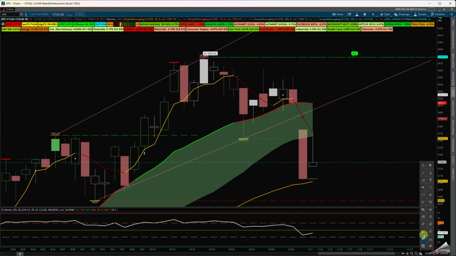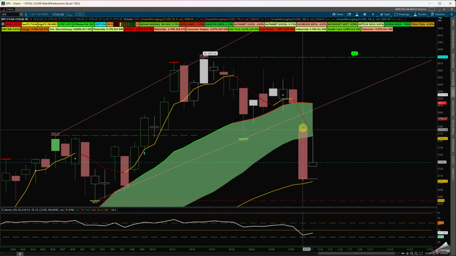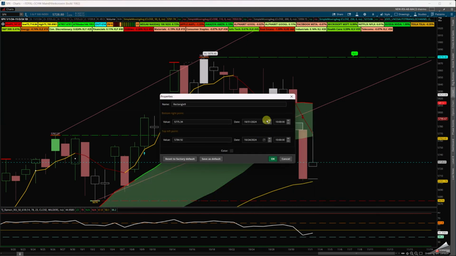If I want to mark it on the chart, what I usually do is put this area to show the gap, or this one, or even this one. This is a partial gap. I edit the property. I'm going to show it.